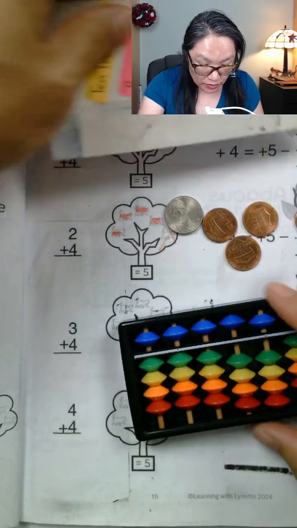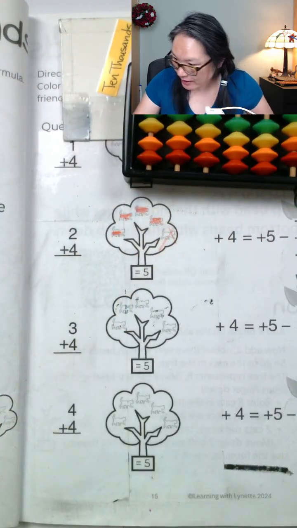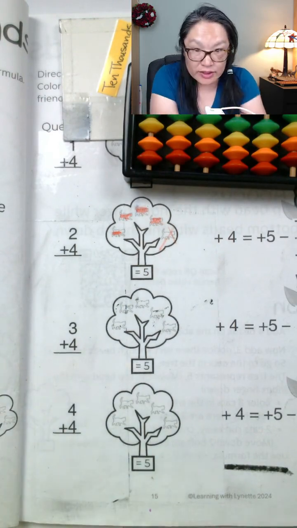All right, so that's a good question. What else do we know how to read the abacus? Are we okay with that? Are we going to continue on?